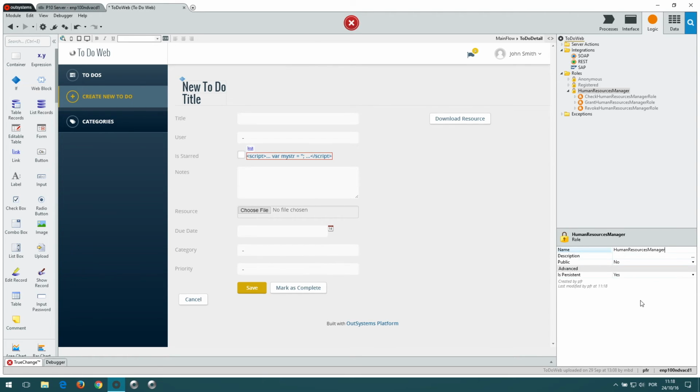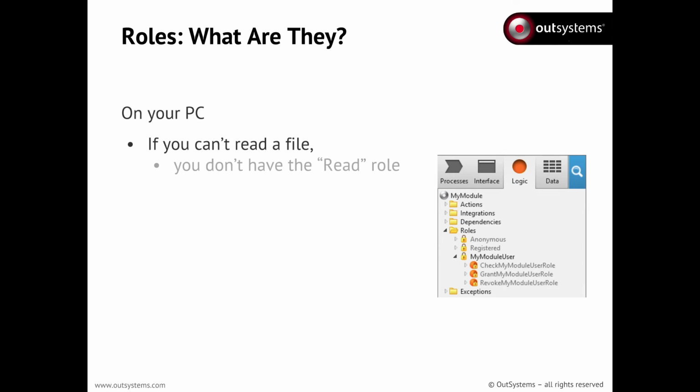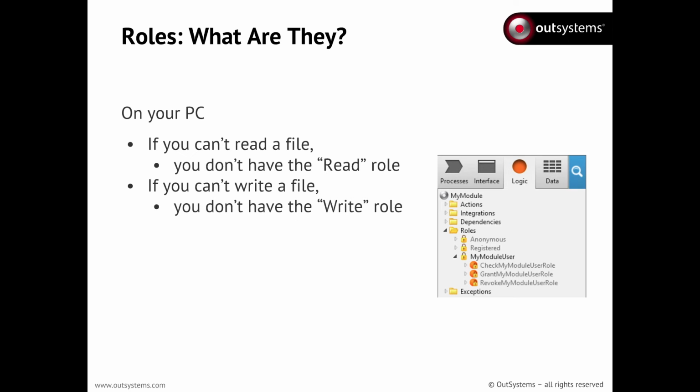How can I explain what this role entails? What does it do? What does it allow people to do or see? Let's go back here and understand this in steps. Let's take an example. On our PCs, if I can't read a file, let's say I don't have the read role. If I can't write a file, I don't have the write role. So there are names which describe our roles.